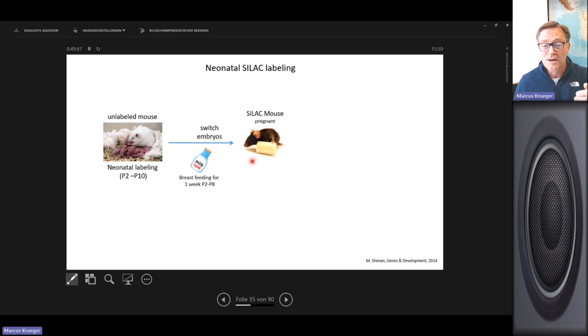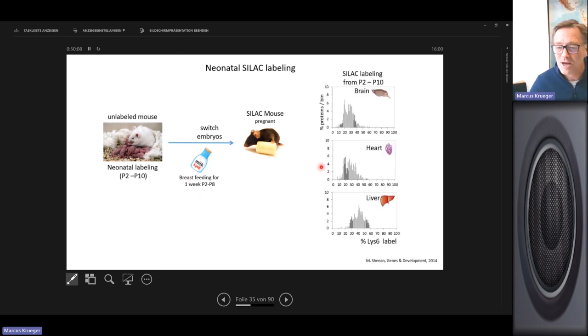So we took away the embryos from the SILAC mouse and gave her the non-labeled mice after 2 days of birth, right? So meaning we get a breastfeeding with this lysine 6 containing milk, yeah, for 1 week in that case or even longer. And then of course we measured the incorporation of this label in the newborns from day 2 to day 10, right? So this is 1 week or 8 days labeling, and that's what we see here in terms of labeling. So basically it works, right?